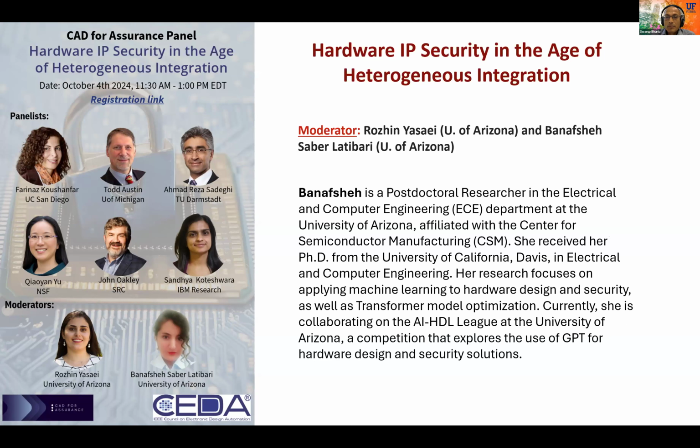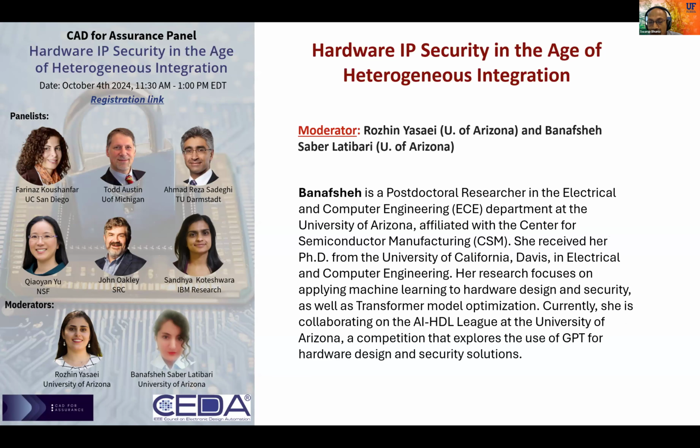We also have Banafse. Banafse is a postdoctoral researcher in the Electrical and Computer Engineering Department at the University of Arizona, affiliated with the Center of Semiconductor Manufacturing, or CSM. She received her PhD from the University of California, Davis in Electrical and Computer Engineering. Her research focuses on applying machine learning to hardware design and security, as well as transformer model optimization.